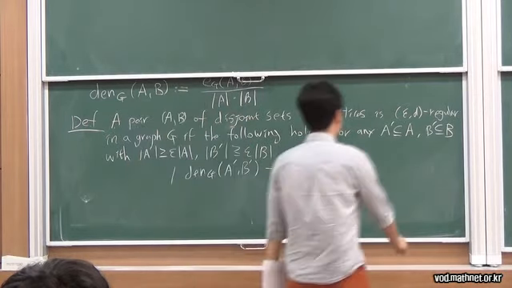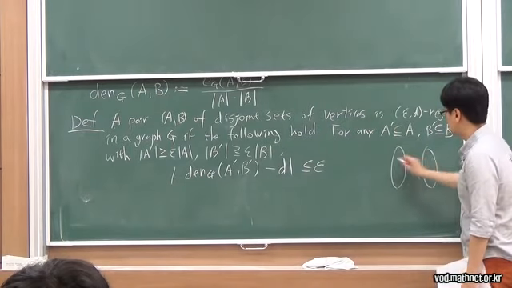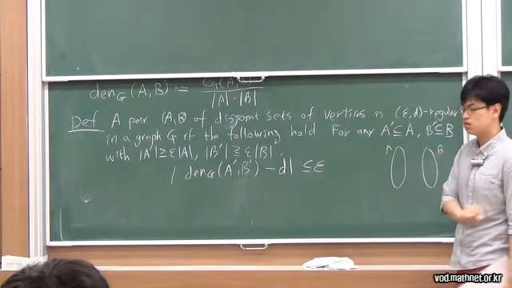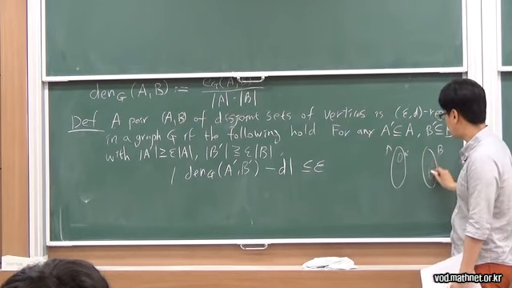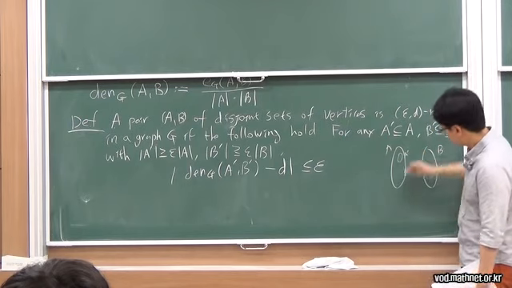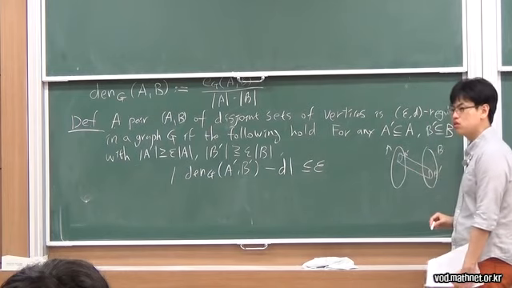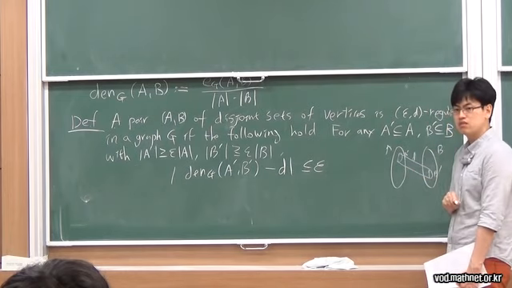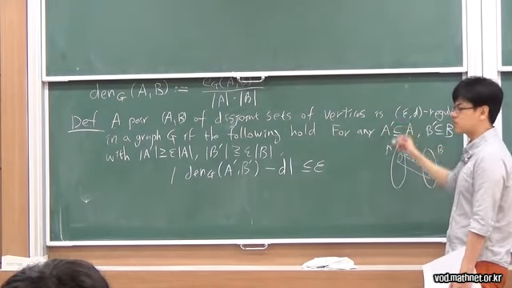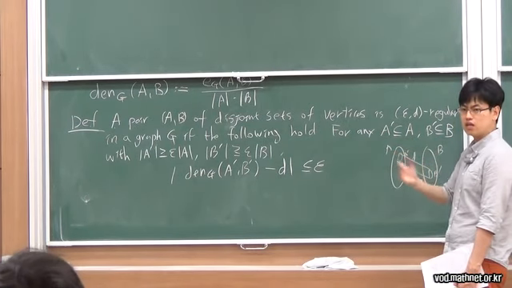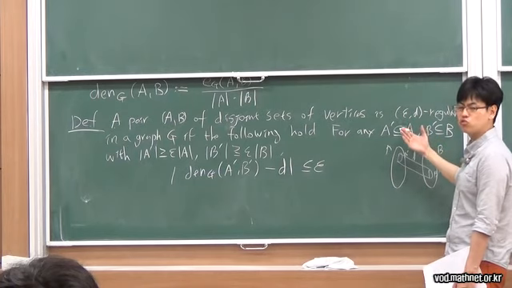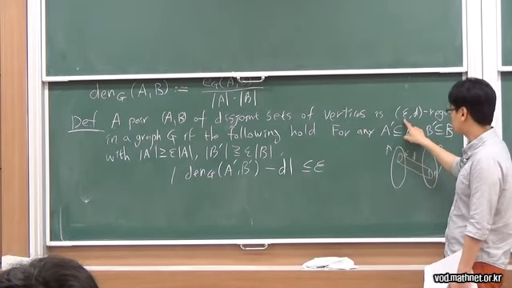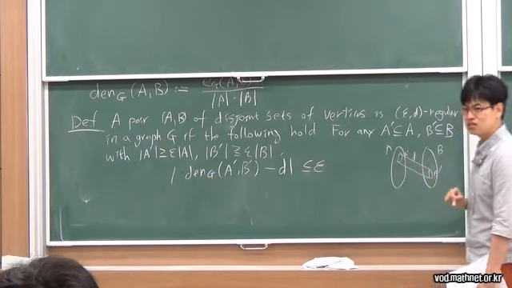So what it means is exactly what I described. If we have A and B, and we take an arbitrary not too small set A prime and an arbitrary not too small set B prime, then the density between these two should be close to D. And epsilon measures the error it can have. So it could be slightly off D, but not too much, assuming epsilon is much smaller than D.